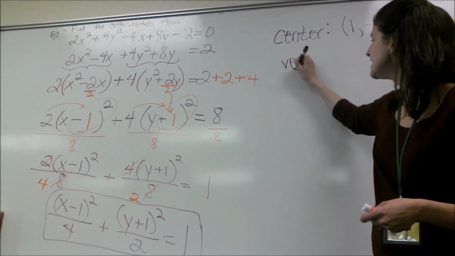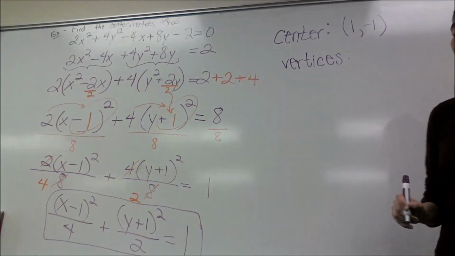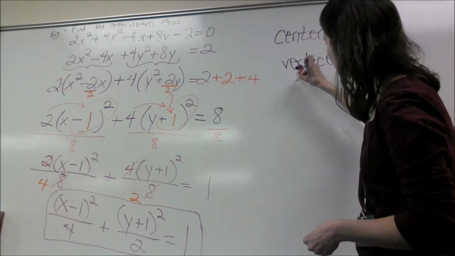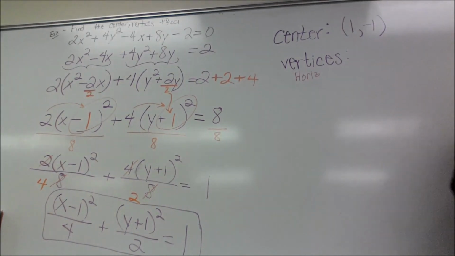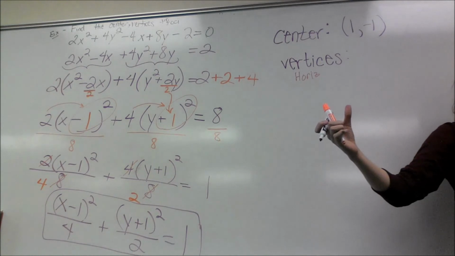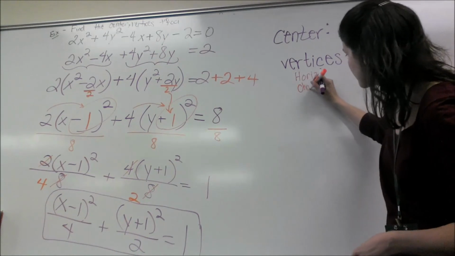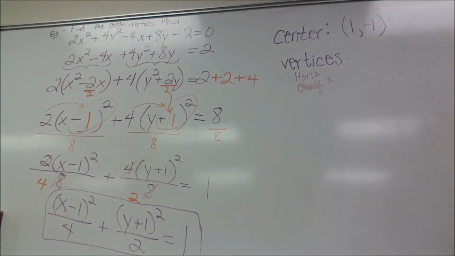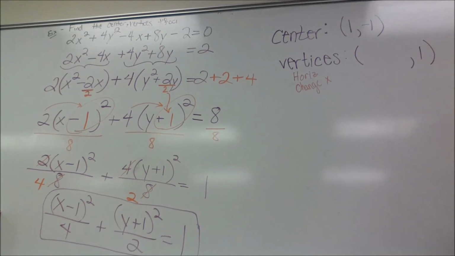To decide the vertices, I could make a graph, but let's not make a graph for right now. Let's just decide, is this a vertical ellipse or a horizontal ellipse? It's a horizontal ellipse. So therefore, what should you change? To change horizontally, you should change the x or the y? X. So you're going to go x units away. My y value is going to stay the same.